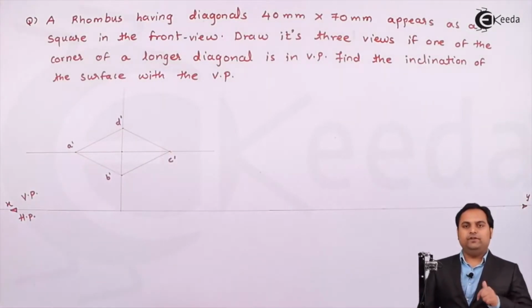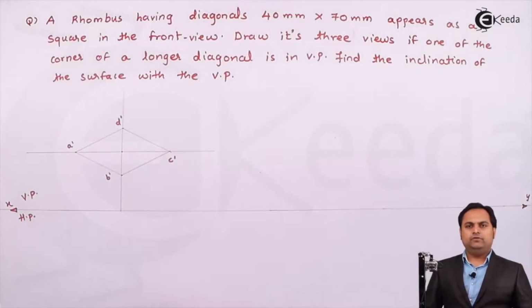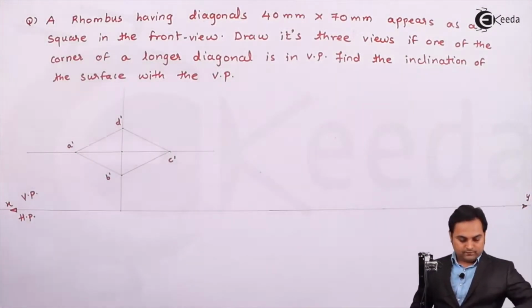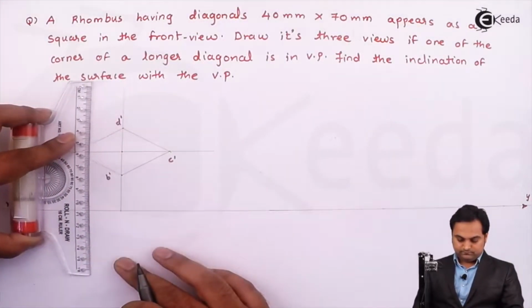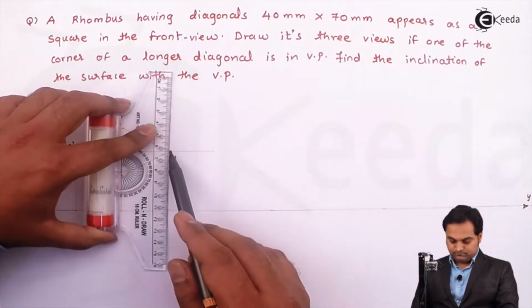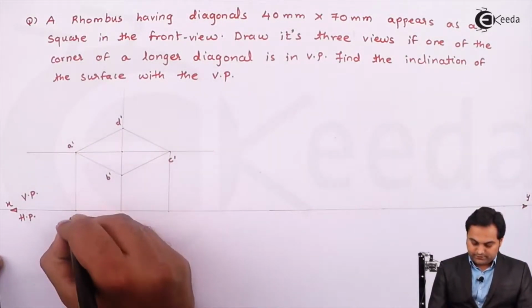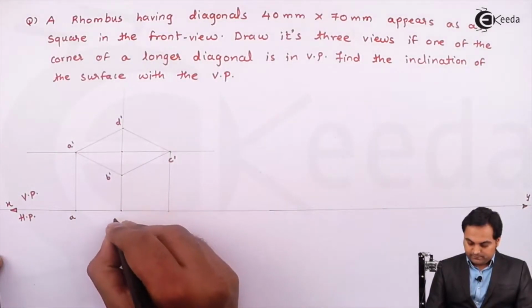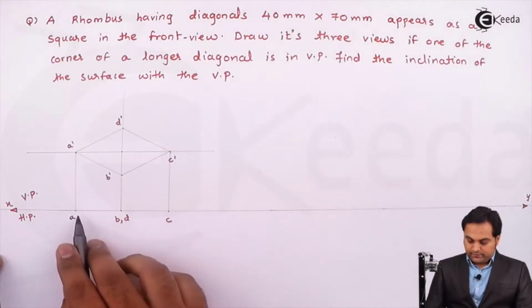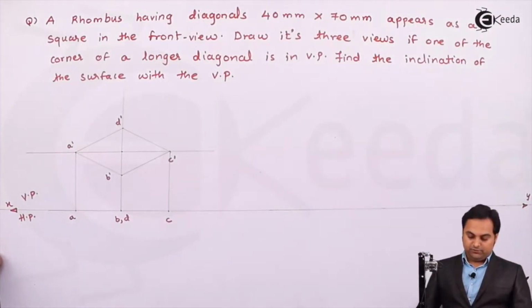Now for the top view, when we are looking from top, since it is a plane, it doesn't have any thickness, so it will appear as a line, and that line will lie on the XY line. Here it is A, B, comma D, and C. So this straight line indicates the top view of the rhombus.